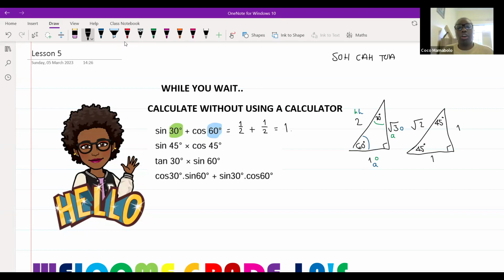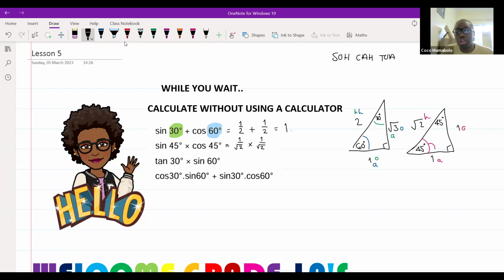There we go. All right, in this next one over here, they want us to take sine of 45 and multiply it by cos of 45. So we're going to go to our 45-degree triangle, and we're going to label 45 degrees. This is going to be my adjacent, this is my opposite, and this is my hypotenuse. So sine of 45 degrees, sine is opposite over hypotenuse. That's going to be 1 over root 2 times cos, which is adjacent over hypotenuse, which is also 1 over root 2.